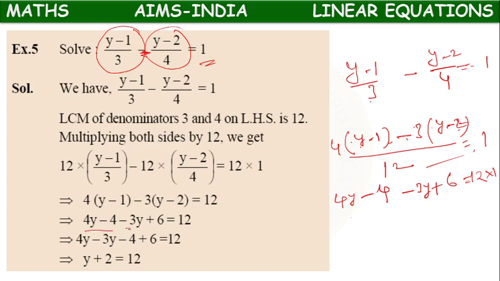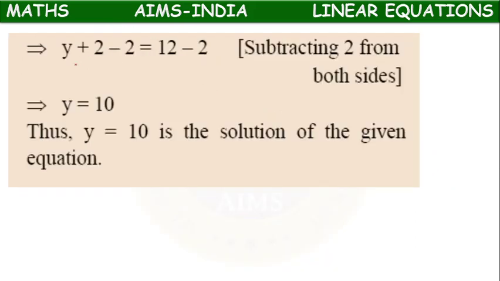4y minus 4 minus 3y plus 6 equals 12. Y's we will write in a group. Remaining numbers we will write separately. 4y minus 3y is y. Minus 4 plus 6 is 2, equal to 12. y plus 2 equals 12. To remove 2, we have to subtract 2 on both sides. Then what we will get? y equals 10. So y equals 10 is the solution of the given equation.